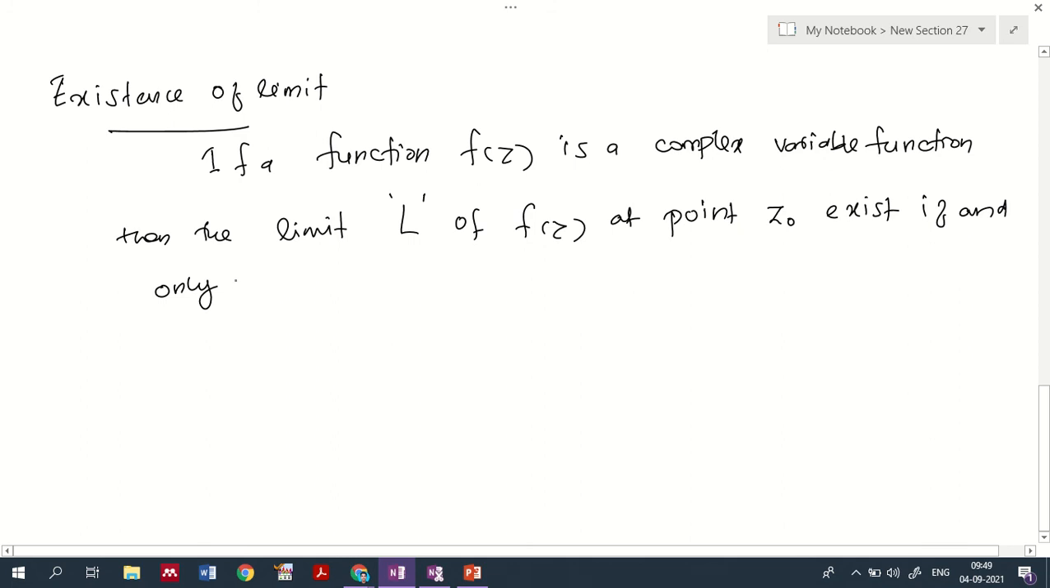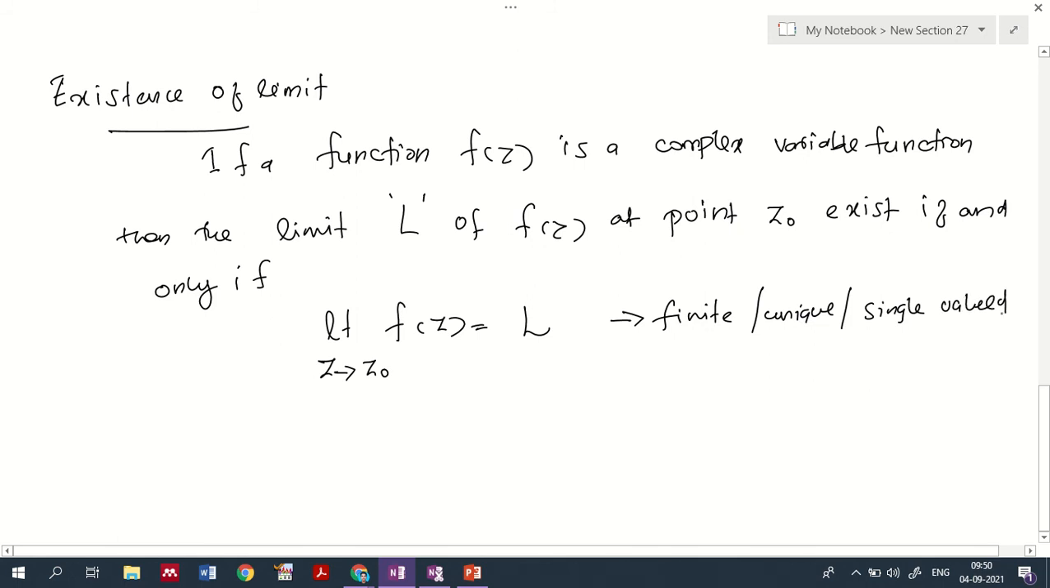So if you want to verify whether the limit exists or not, you want to check that the limit z tends to z0 of f of z should be equal to L. This L value should be finite, unique and single valued along every possible path of z tends to z0. Then only we call it that the limit exists.